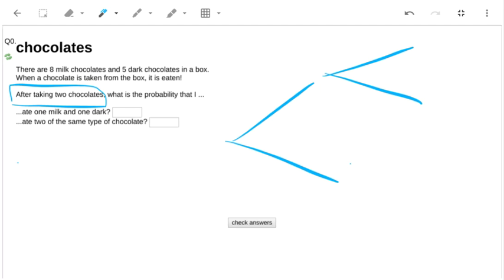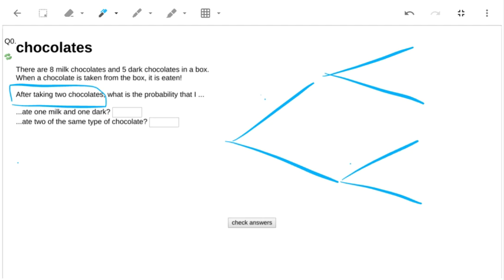Hi there. This is a probability question here with milk and dark chocolates. 8 milk, 5 dark. It says after taking 2 chocolates, what's the probability that I have 1 milk, 1 dark? So we're going to start with a probability tree.